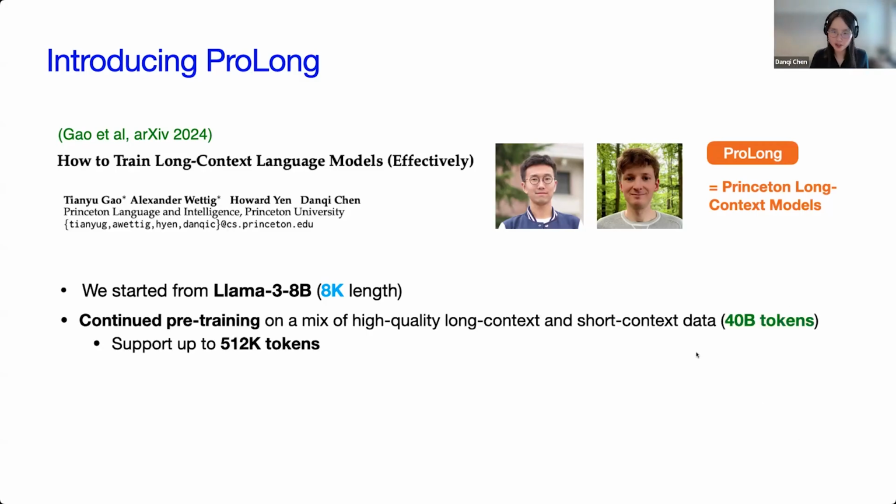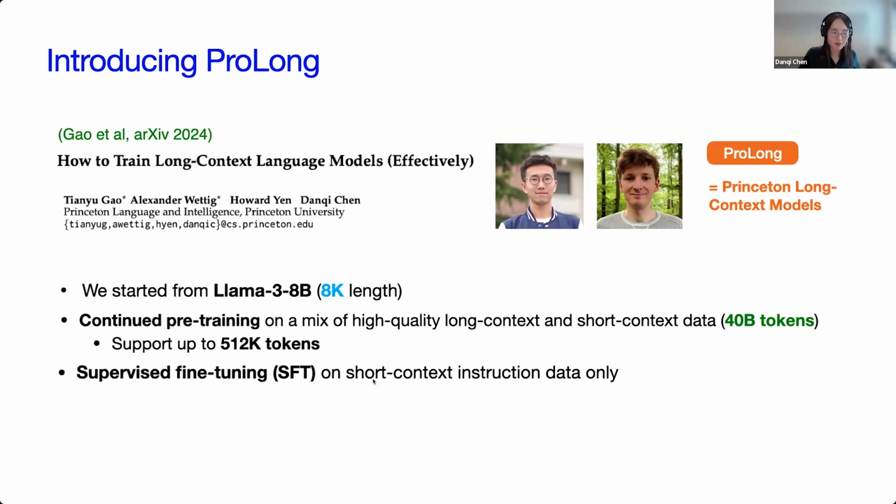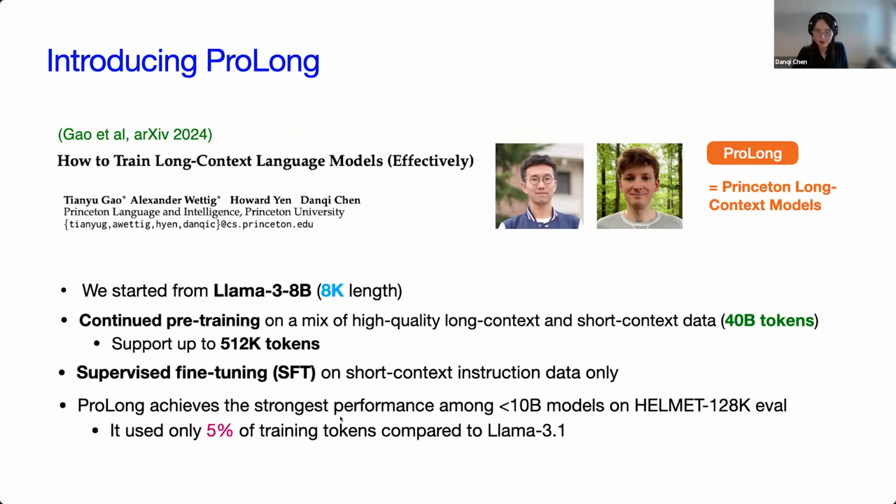Then we did continued pre-training on top of the Llama 3 8 billion model, on a mix of high quality long context and short context tokens. We used 40 billion tokens for the continued pre-training stage, which eventually expanded the context window to 512,000 tokens. We also have a very brief supervised fine-tuning stage, where we only use short context instruction tuning data. We found that ProLong achieves very strong performance among sub 10 billion size models on the HELMET evaluation, but also on many other benchmarks that we tested.